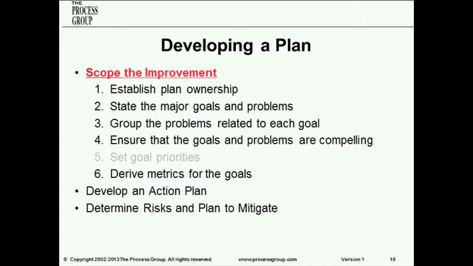So I just laid out a fairly basic 6 steps for getting a plan going, and then the action plan at the end, and then risk management. And I'll go through a little example of each of these in the slides. So the first one is getting the correct plan ownership and making sure the owner actually cares about the content of the plan and can support it and see it through to the end.